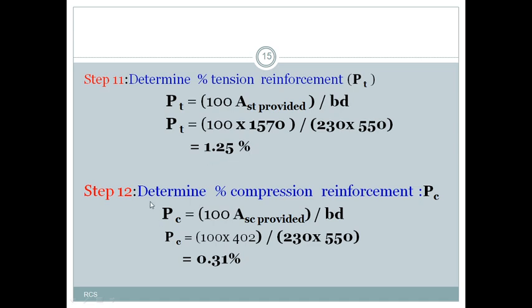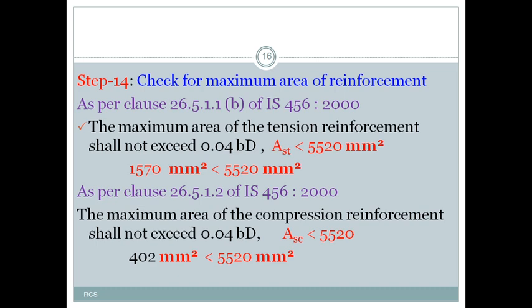Similarly, calculate the percentage of compression reinforcement. So PC equals 100 ASC provided by B d, that is 100 into ASC provided, 402 mm square, by B is 230 and d is 550. Then we will get 0.31%. These two percentages will help you when we are checking the deflection of a beam. Right. Let us check the maximum area of reinforcement.